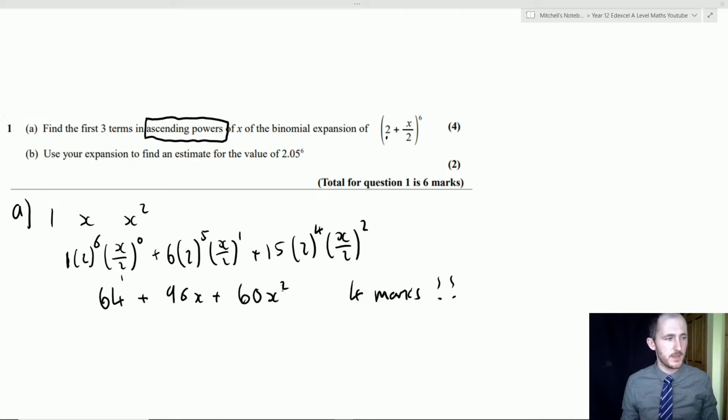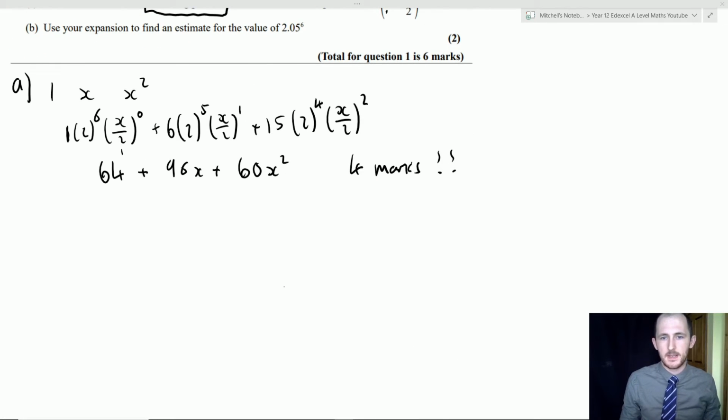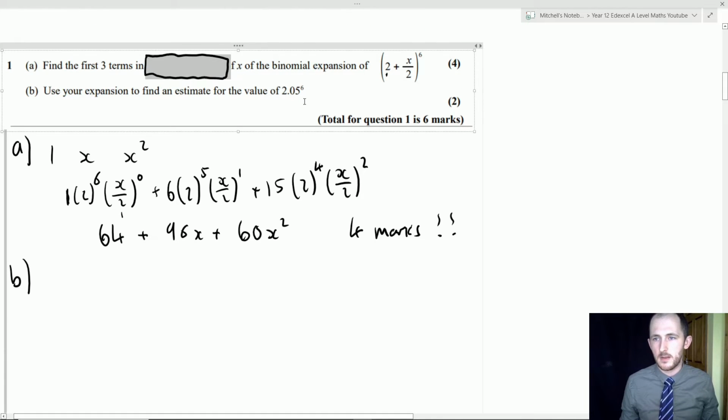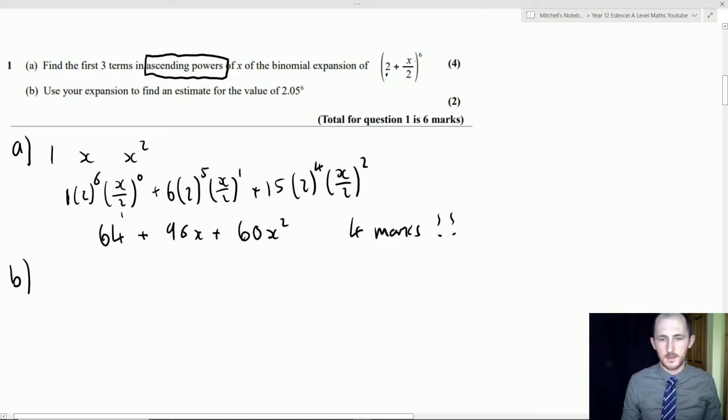Okay? So let's go down. It then says, using your expansion, find an estimate for the value of 2.05 times 10 to the power of 6. So, if you notice, this power here is going to be the same as this power here. Always. Okay? So what they're saying is we have the expansion for this. Right?